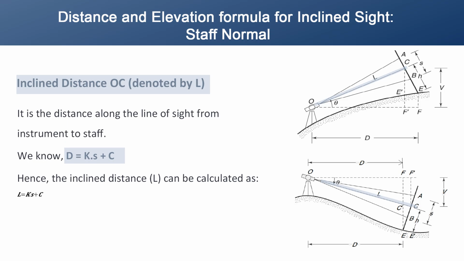Now calculating the inclined distance capital L. The inclined distance L is the straight line distance from the instrument to the staff measured along the line of sight. The formula for the L when the staff is held normal to the line of sight is given as L is equal to capital K into S plus capital C, where capital K is a constant related to the instrument and capital C is another constant often associated with the instrument setup, like the focal length of the lenses.